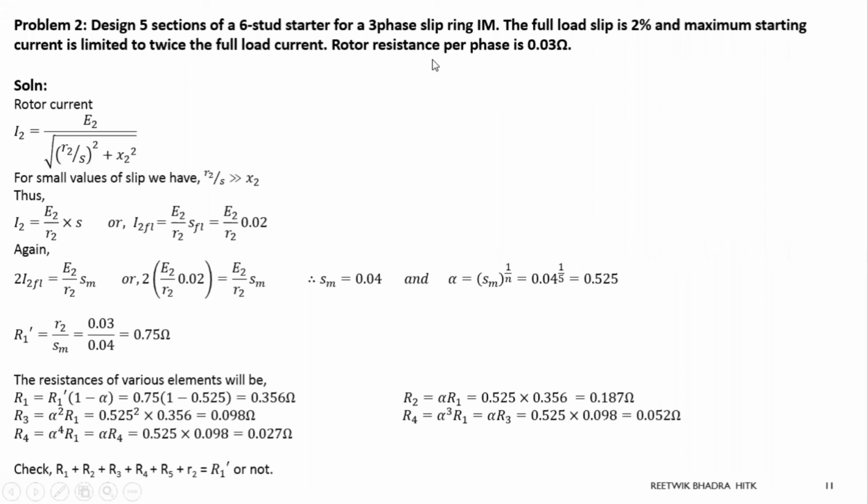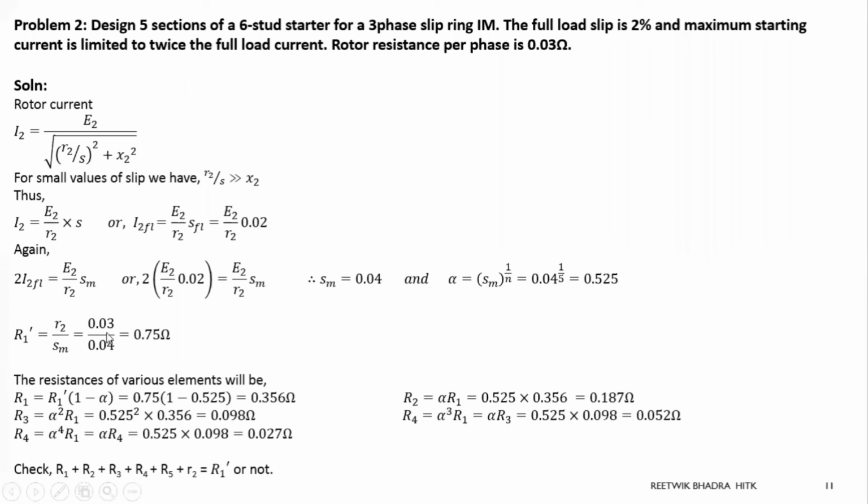0.03. Here it is given per phase. If it says 3 phase resistance, that means you have to divide it by 3. If they twist the problem, if the problem is a little bit tougher, they can say your total rotor resistance is 0.03. So the per phase rotor resistance will be divided by 3. Keep that in mind, otherwise the whole calculation will be wrong.